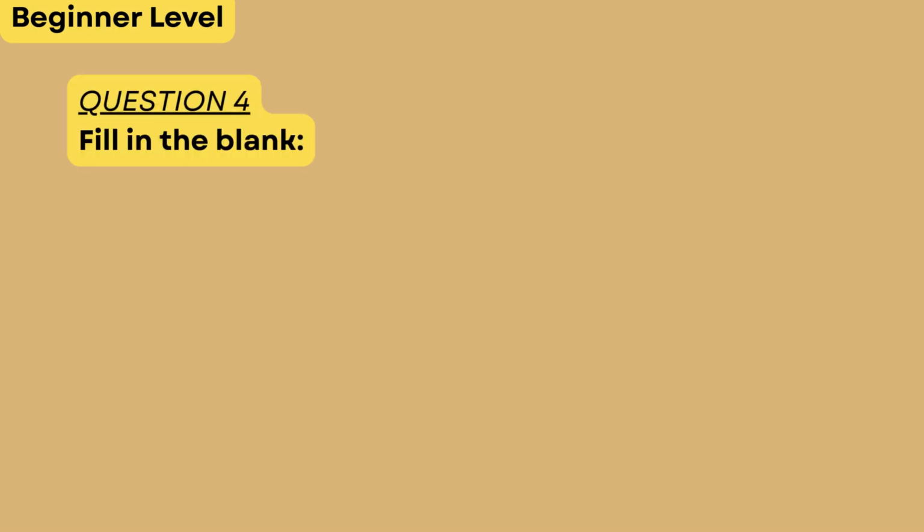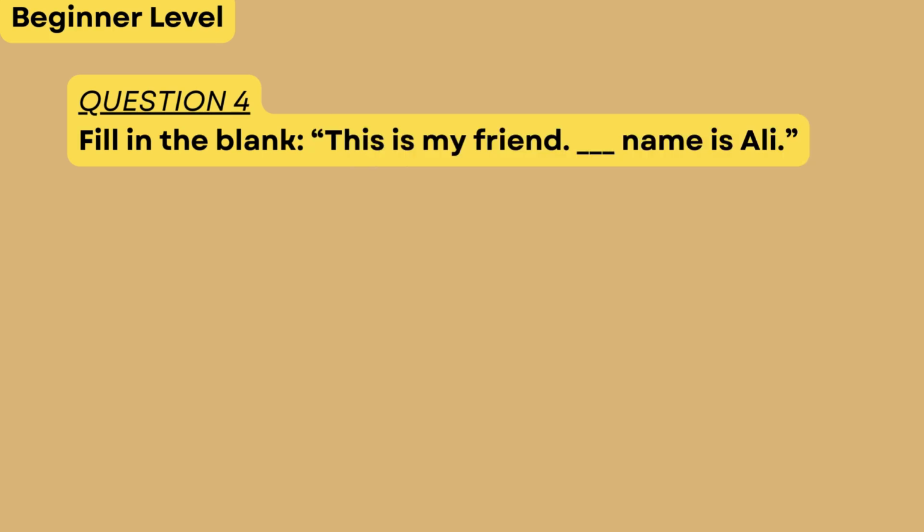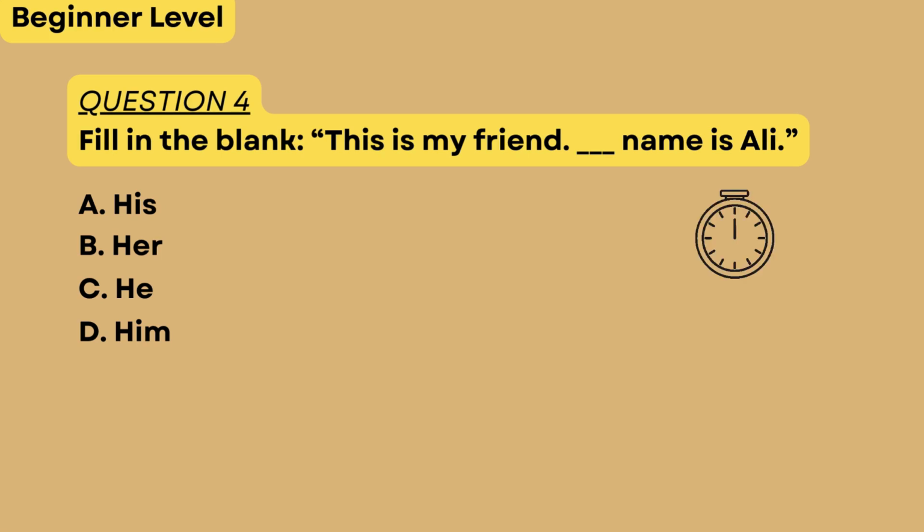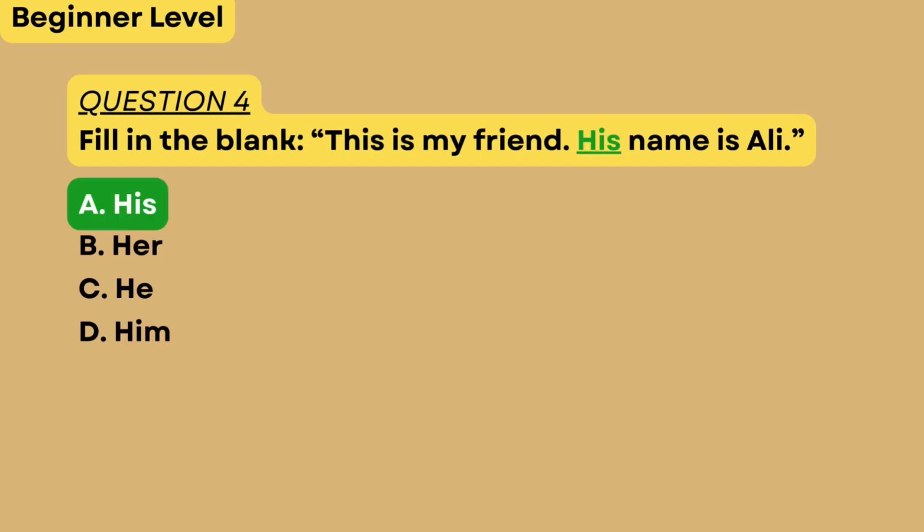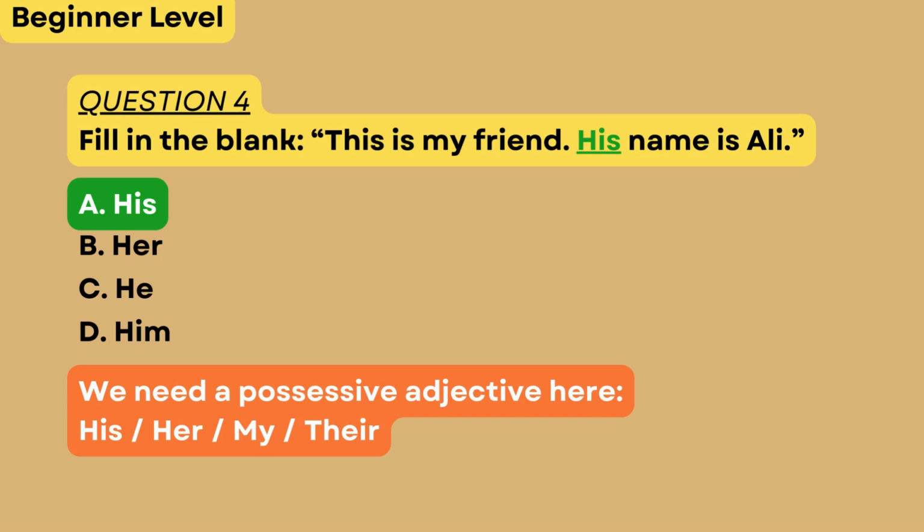Fill in the blank. This is my friend. Name is Ali. His, her, he, him. What do you think? Which one is correct? Yes, option A is correct. His name is Ali. We need a possessive adjective here. His or her or my or their. These are the possessive adjectives.